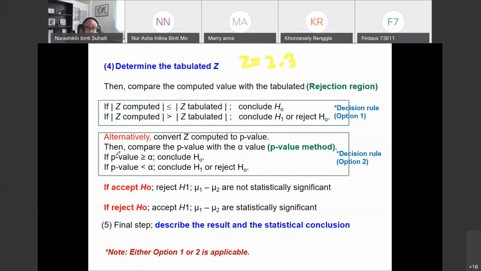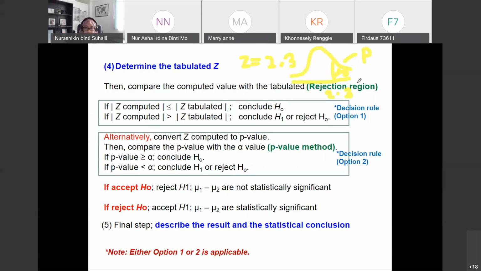So how do you get the p-value? You have to sketch your distribution. Let's say Z equals 2.3. You have to find the tail area here. That tail area is the p-value. I think you can refer to it by yourself. If you want to find the tail area, you have to play with tricks using the Z table. But just to show you here, that is how you get the p-value.